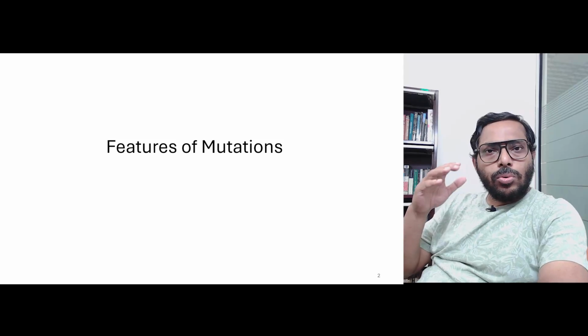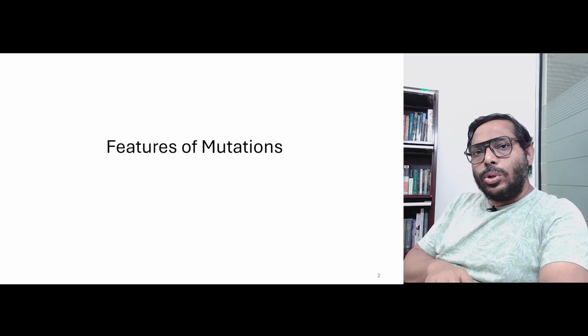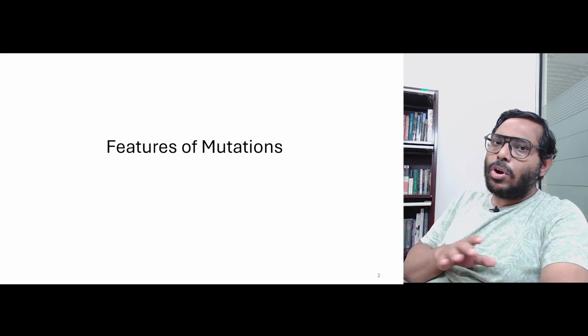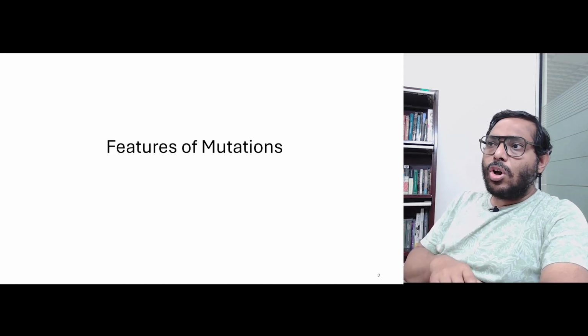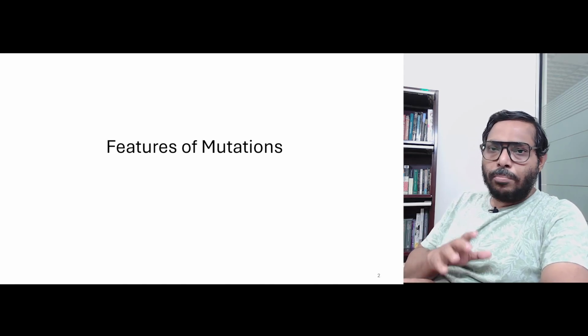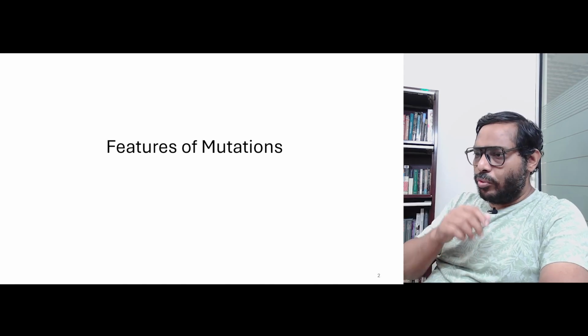Having looked at the various ways in which mutations can happen, we are now going to look at some of the features of mutations that make them interesting from an evolutionary biology perspective. Just to clarify, here I am primarily going to talk about mutations happening at the ATGC sequence level. I am not talking about chromosomal mutations or whole genome duplications, polyploidy and so on.